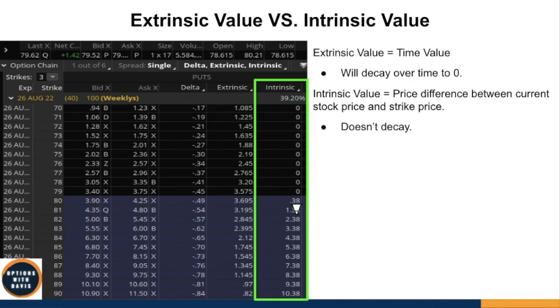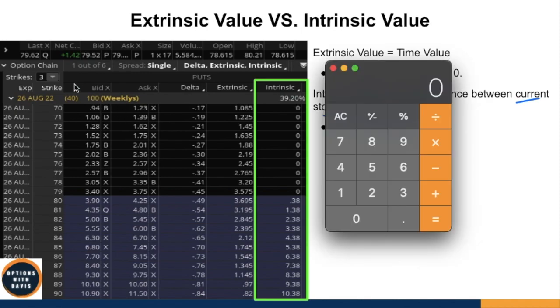Now intrinsic value is just the difference between the current stock price and the strike price. So let's do a quick calculation here to see what I mean. You can see right here that the current stock price is 79.62. And down here you can see an intrinsic value of 38 cents. So let's calculate this. You take the strike price down here, you take 80 minus 79.62, which is the current price, and you get yourself 38 cents. As you can see, it's exactly what is stated here. So this is exactly just the intrinsic value, right?